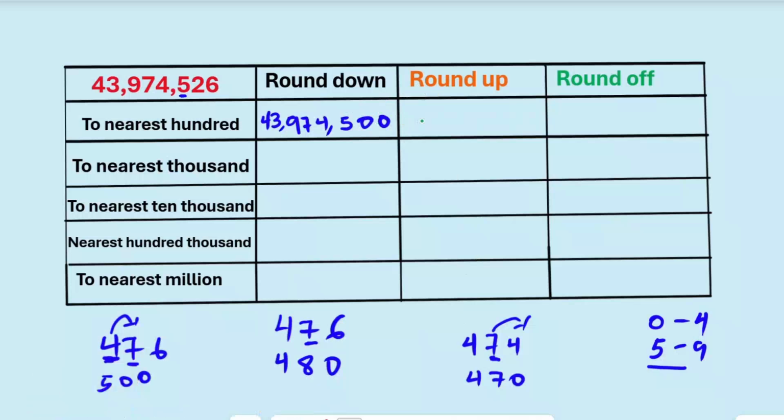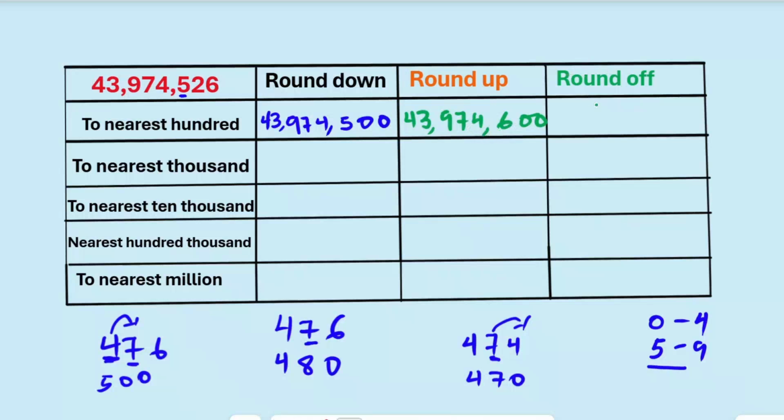We are just restricted. So we are going to get 43,974,000. So this one becomes what? 6. We have to round up. So you have 6 here, and the remaining digits become what? 0. So we have 43,974,600. So that is how we can round this number up.